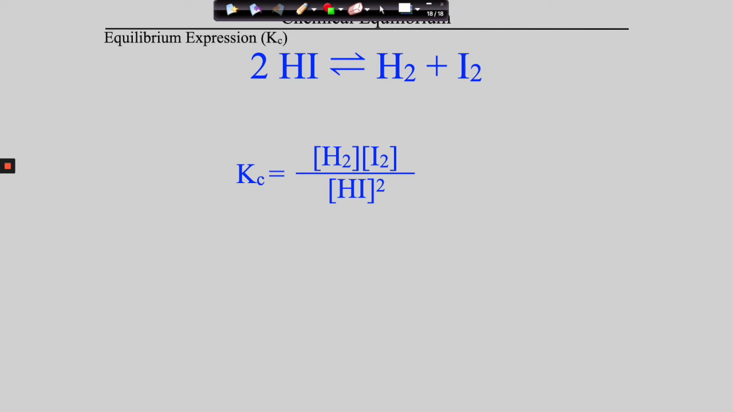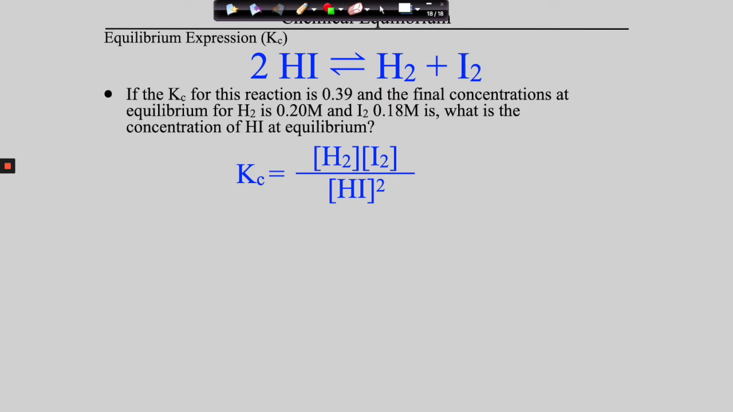So guys, now that you've had the opportunity to make these connections and see where your mistakes might be, let's come back to the information given in the problem. And this is a little different. Here's what it says. The Kc for this reaction is 0.39. Now guys, pause and think about what that means. If the Kc is 0.39, is that bigger than 1 or smaller than 1? Well, it's smaller than 1.